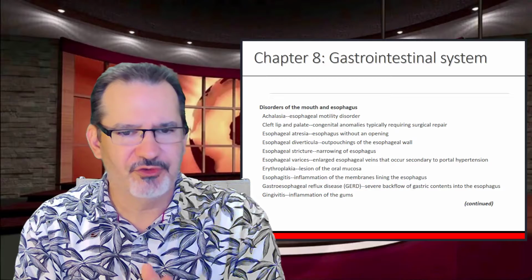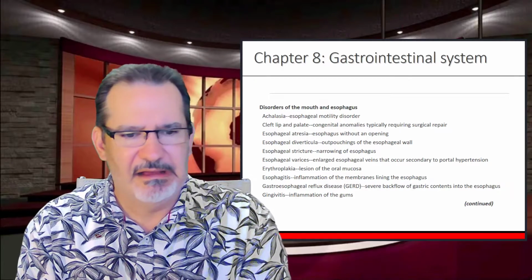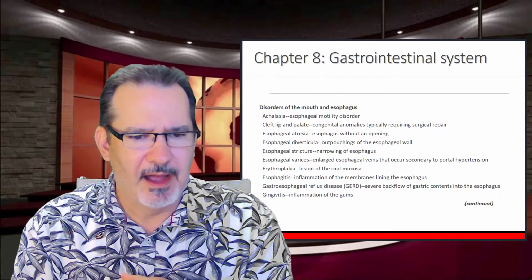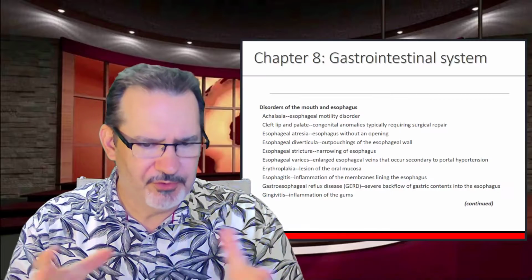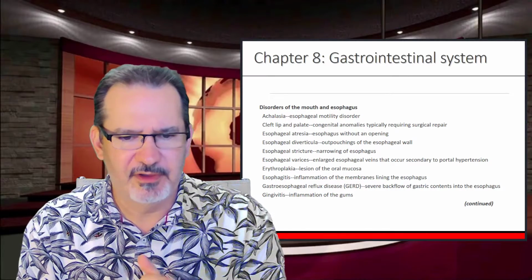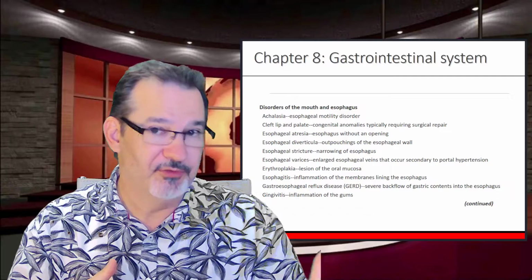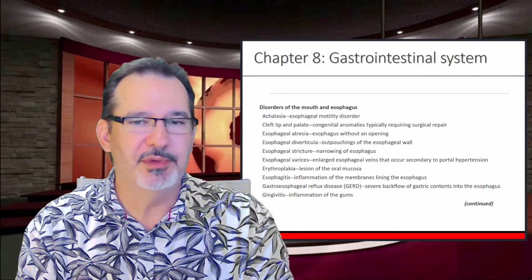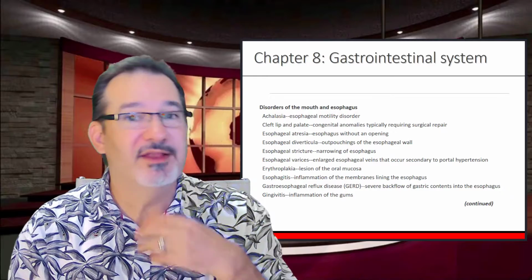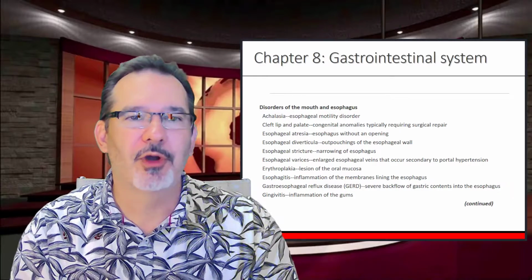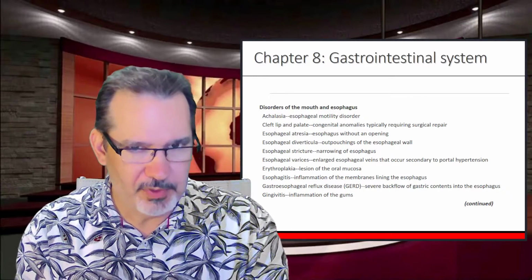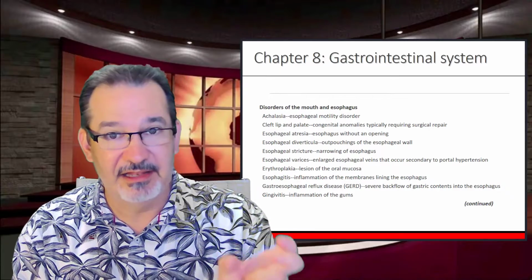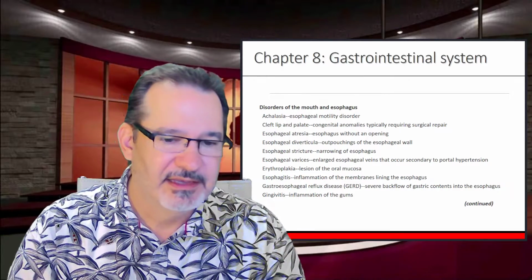Let's see, some disorders of the mouth and the esophagus. Very common, erythroplakia, lesions of the oral mucosa. Erythro being red, so they'd be red lesions. Leukoplakia would be white lesions, white spots in the back of the throat. That would be possibly leukoplakia, because leuk, L-E-U-K, is white.